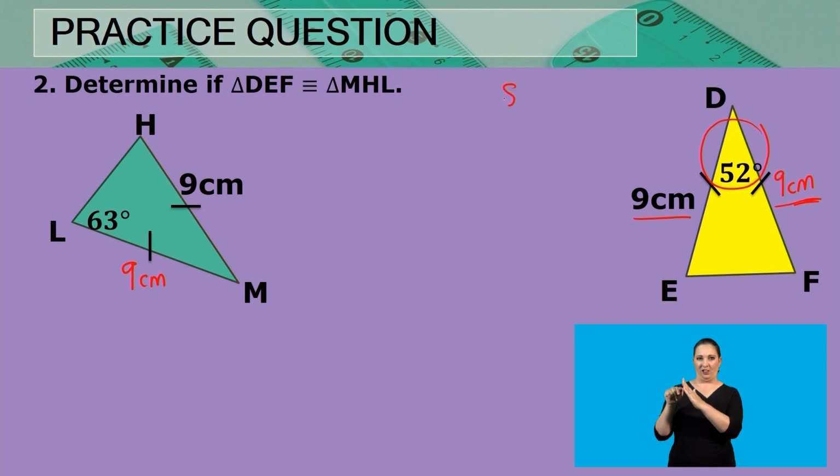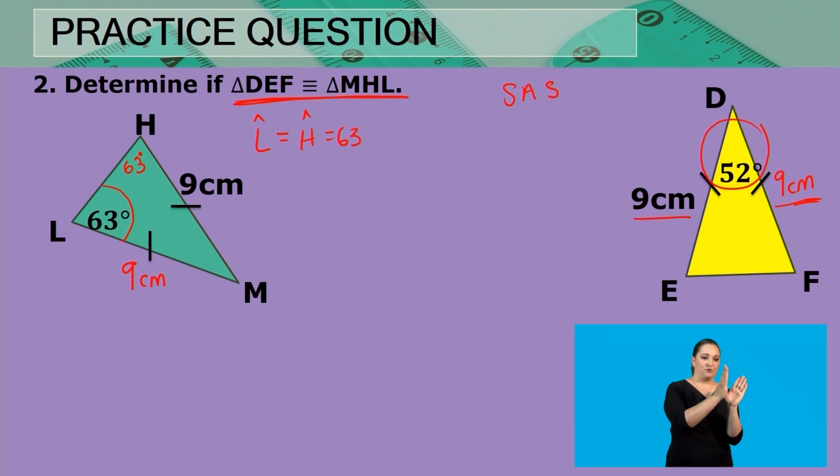So two sides and an included angle, and remember, that is a condition to prove congruency. We are trying to determine whether triangle DEF is congruent to triangle MHL. In one triangle we already have a side, the included angle, and another side, so let's see if we can get the same for the other triangle. Because angle L is 63 degrees, angle H is also 63 degrees, because angle H and angle L are opposite equal sides, which makes them equal as well.